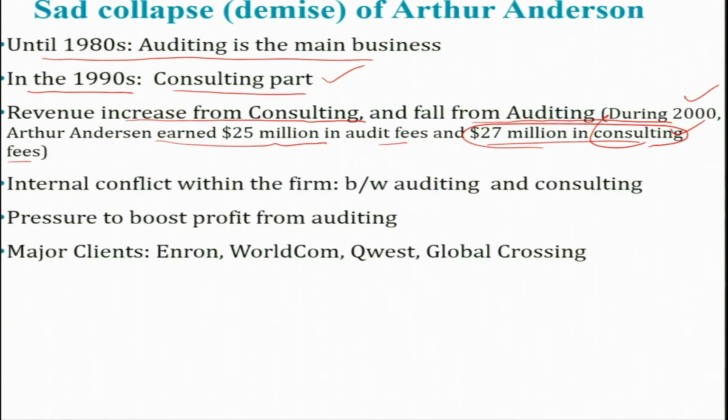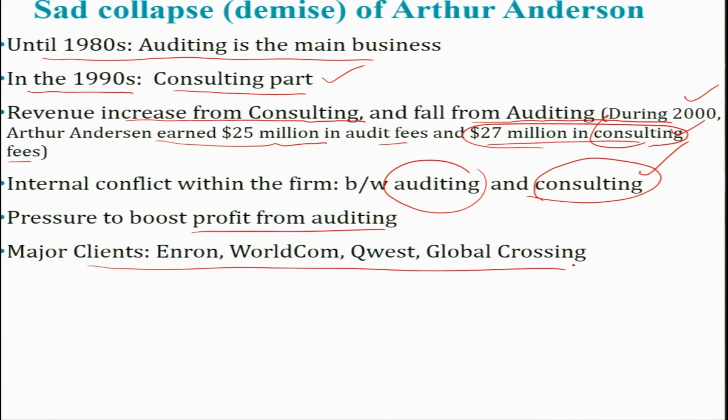As a result, internal conflict within the firm began to arise between auditing and consulting. There was a pressure to boost profit from auditing at the same time, because the competition was now mainly coming from the consulting department within the firm. That means this section was outperforming, and there was pressure on the auditing department. So the major clients of Arthur Andersen were these companies. These are all well reputed, well known companies.